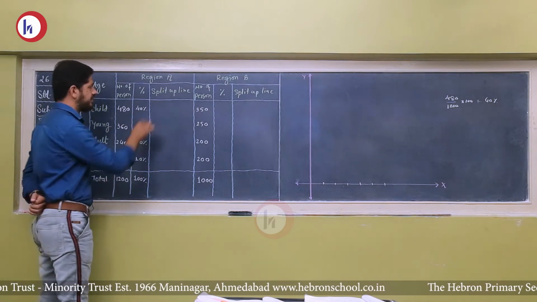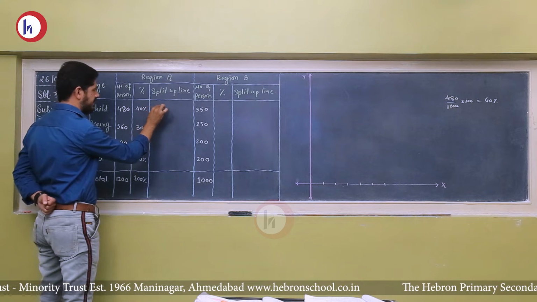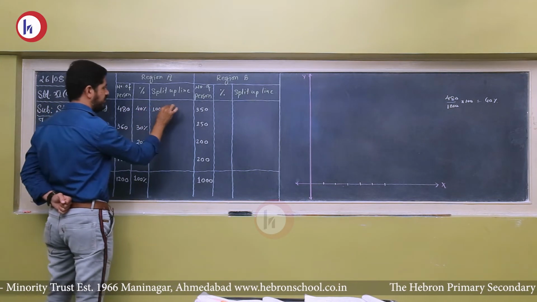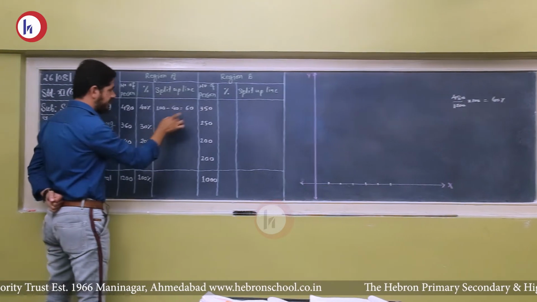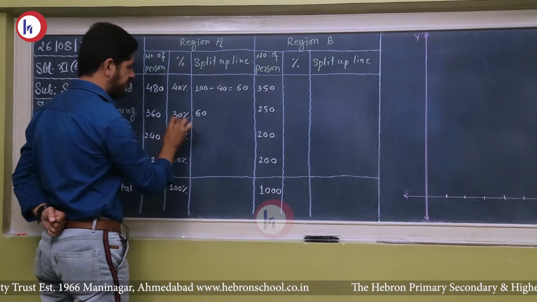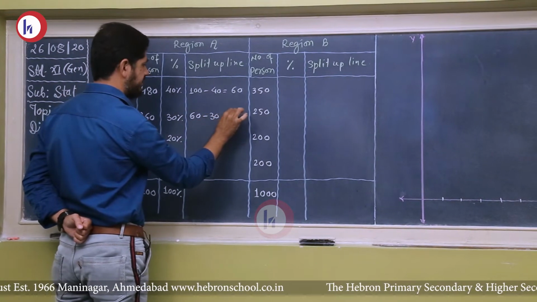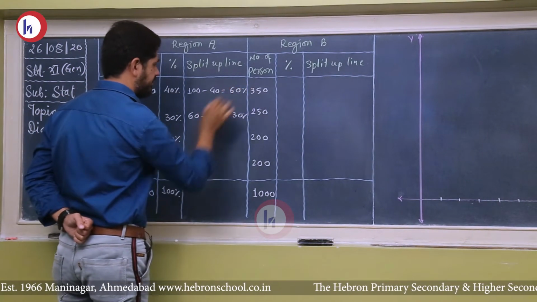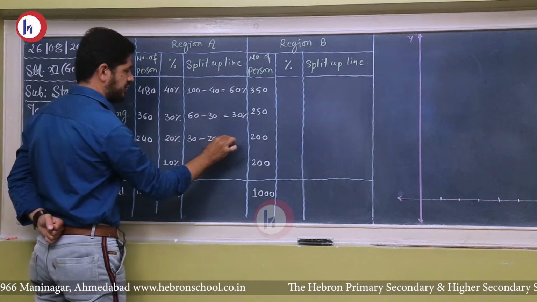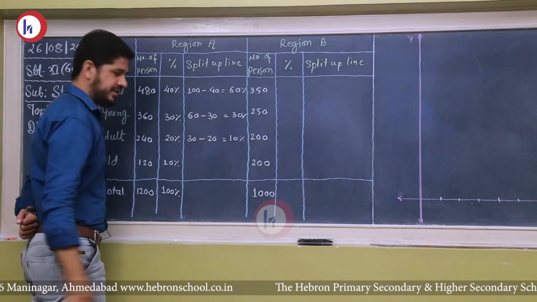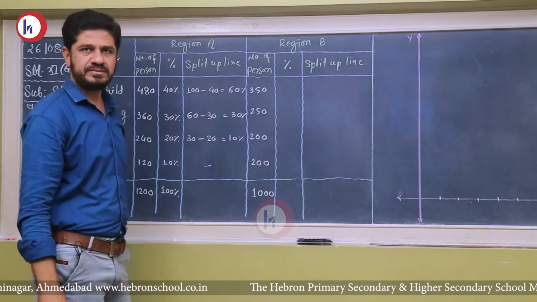Now, we will convert them into a split up line. So, the total percentage is 100. Deduct the first percentage, 40, we will get 60. Now, copy the amount 60, subtract the second value 30%, we will get 30%. Copy the same and subtract the next one, that is 20, we will get 10. And finally, 10% minus 10% will get 0.